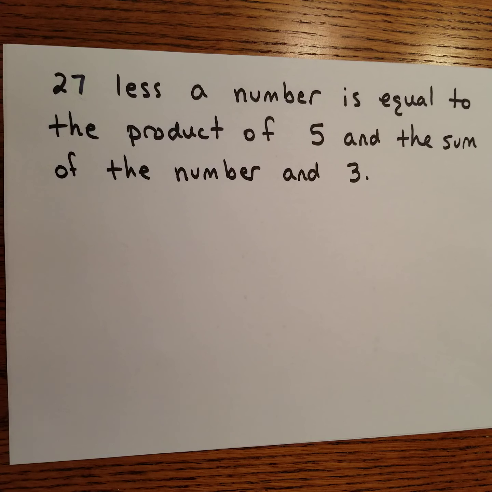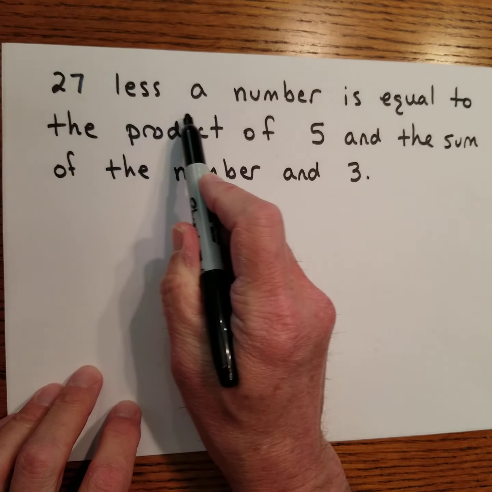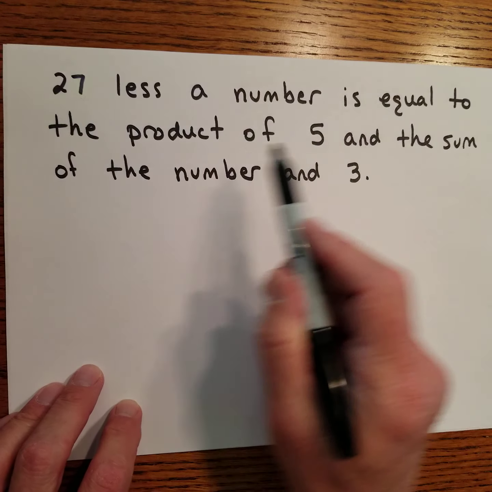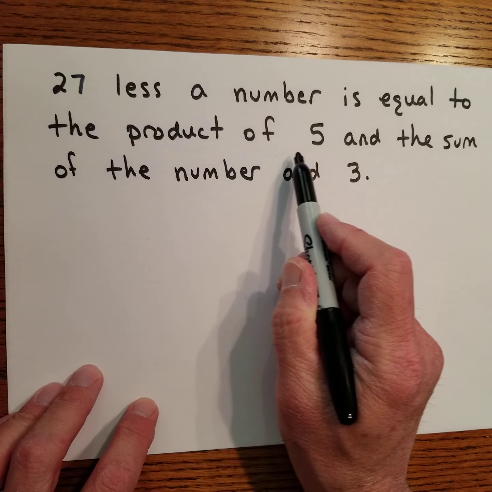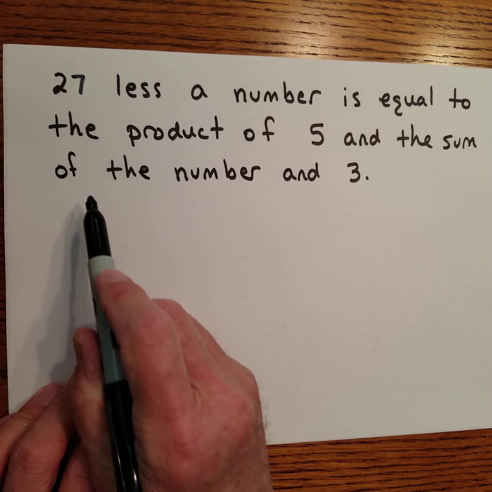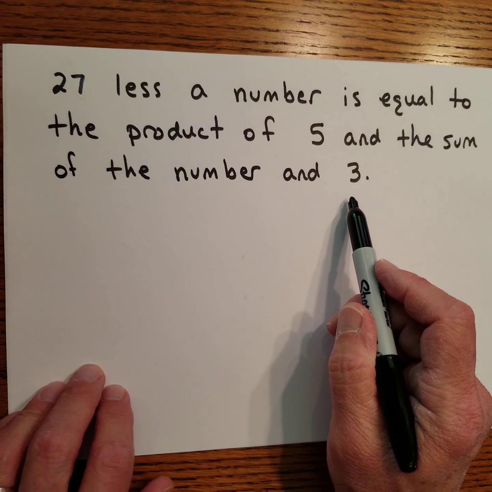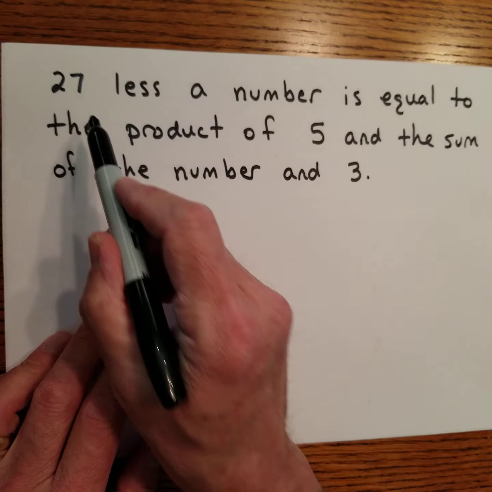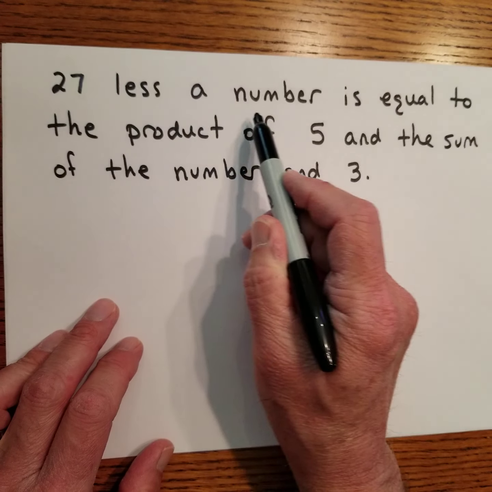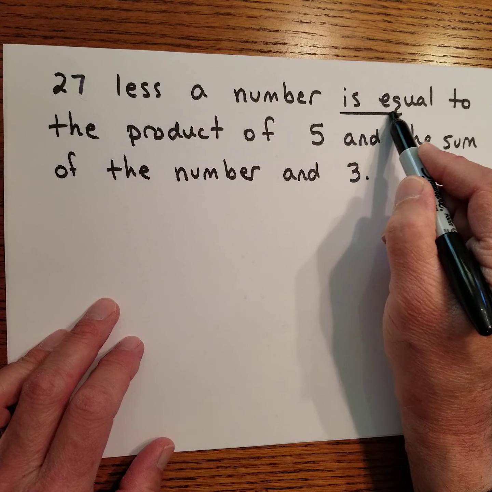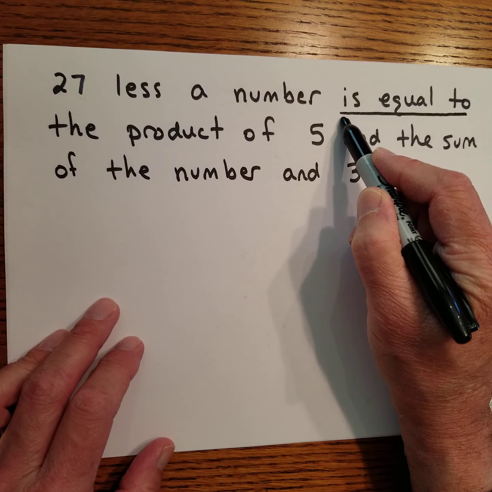Let's try one more example. This one's pretty hard. As we read it, both look for the equal sign and the phrase that tips us off that we will have parentheses. 27 less a number is equal to the product of 5 and the sum of the number and 3. Well, the equal sign is easy to find. 27 less a number is equal to. That's got to be my equal sign.